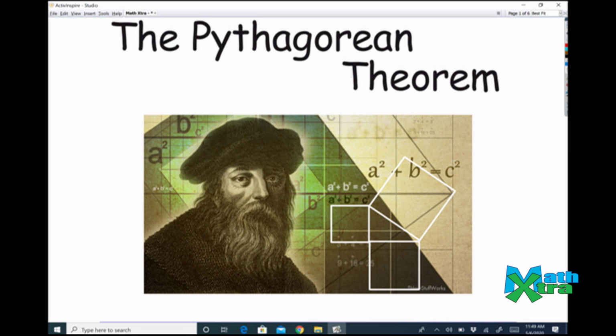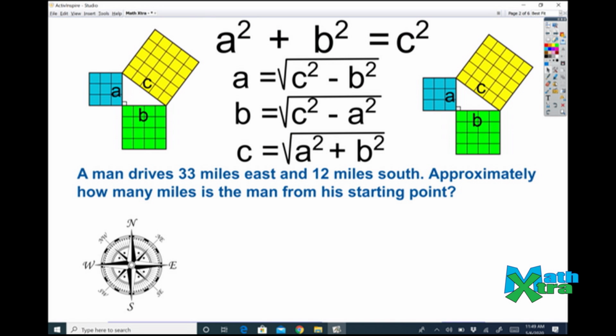Hey 8th graders, this is part 2 to the Pythagorean Theorem. We're looking at the Pythagorean Theorem through application problems that actually occur in real life. So let's get started with the lesson. This is Pythagoras. He is responsible for the Pythagorean Theorem. He named it after himself because that's his ego.